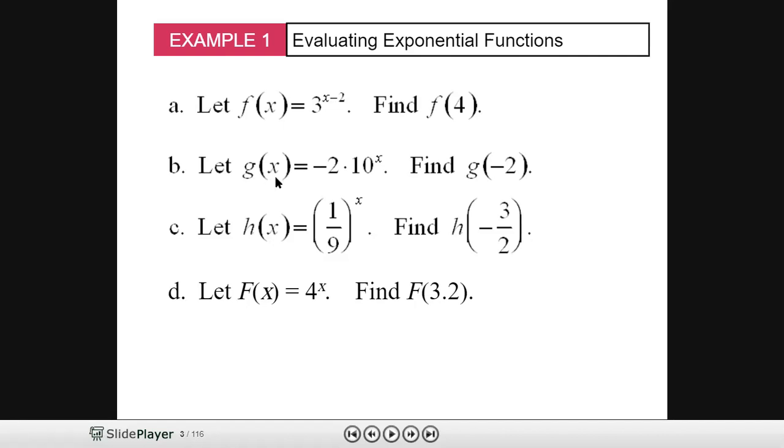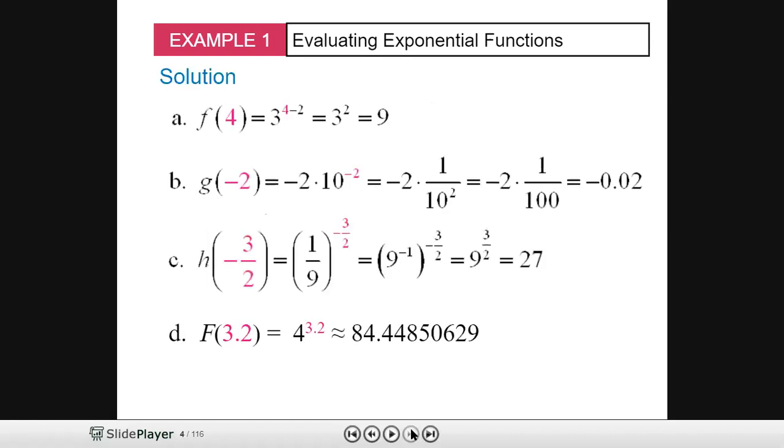Similarly, the other example is that you can see this minus 2, but this base is positive 10 and having exponent x, and we are looking for this value. We can find this also. And one more function is h of x, where the base is a fraction and having power x. So once again it is an exponential function due to this exponent, and we can find this. So these are all the different examples of the exponential function. We can evaluate, we can find the values of all these types of functions.